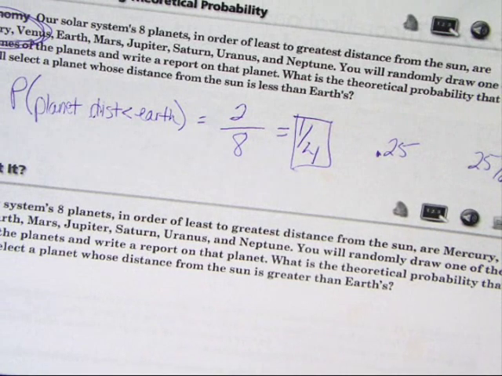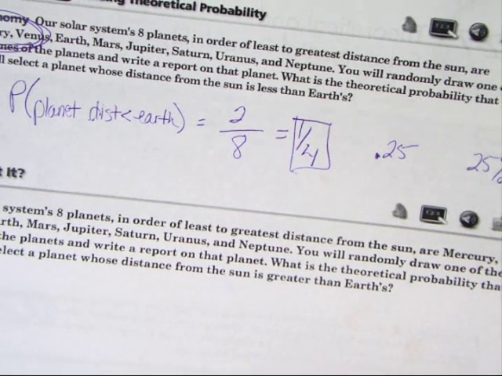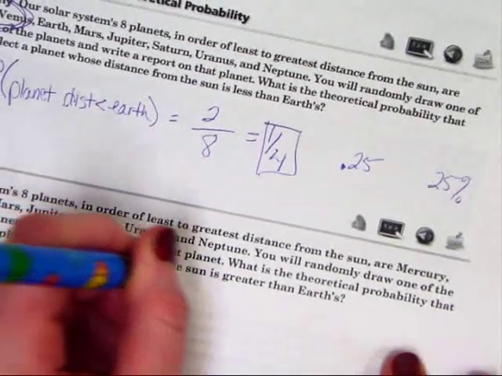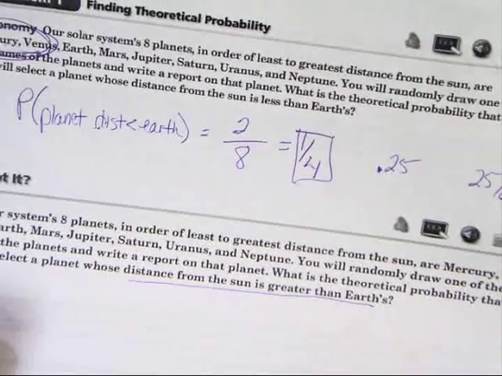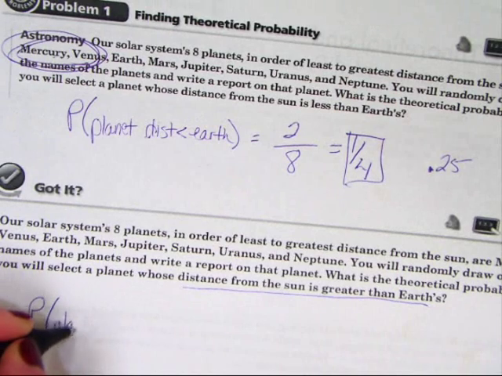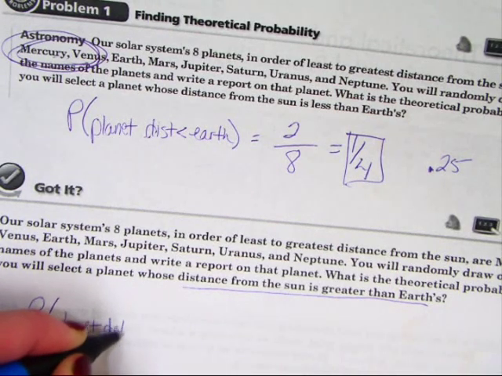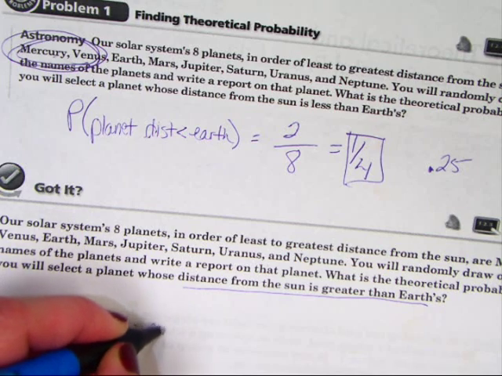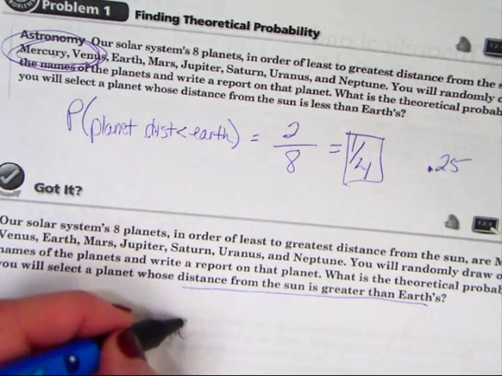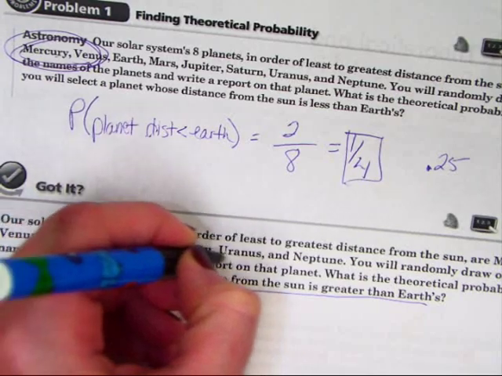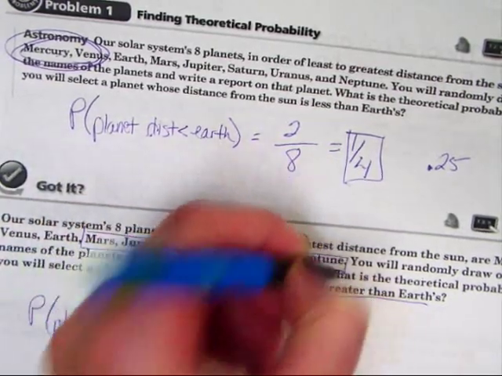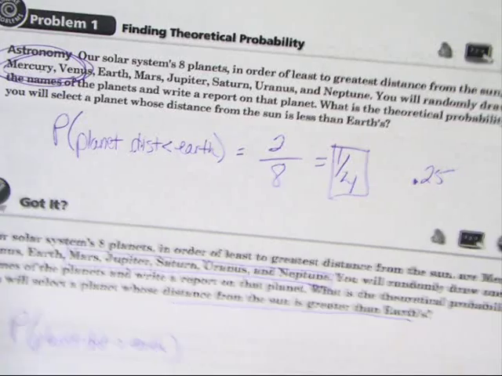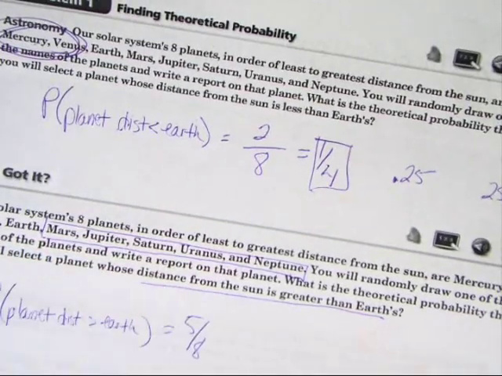Can we do the got it? We're going to do the same thing. It says our solar system's 8 planets, and so on. Now, what is the theoretical probability that you're going to select a planet whose distance from the Sun is greater than Earth? So, the probability of getting a planet whose distance away from the Sun is greater than Earth. Well, here's Earth. So that would be Mars, Jupiter, Saturn, Uranus, and Neptune. So how many is that? 1, 2, 3, 4, 5 out of 8.